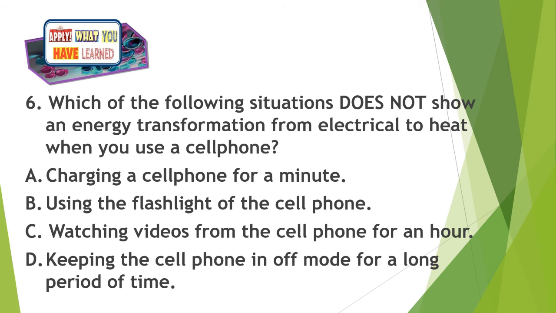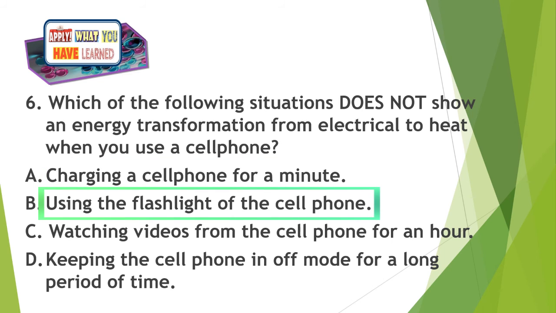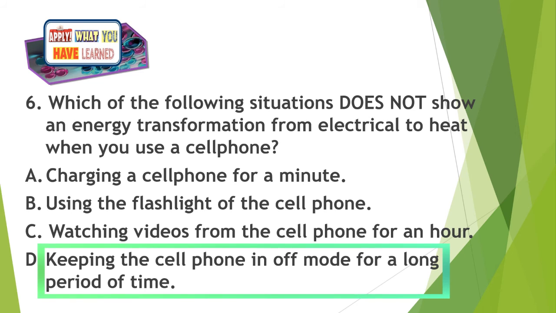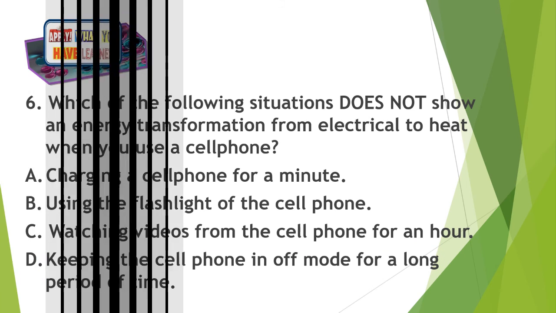Number 6. Which of the following situations does not show an energy transformation from electrical to heat when you use a cell phone? A. Charging a cell phone for a minute. B. Using the flashlight of the cell phone. C. Watching videos from the cell phone for an hour. D. Keeping the cell phone in off mode for a long period of time.